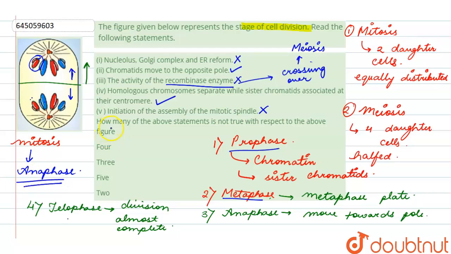Alright. So now what we have to do is how many of the above statement is not true with respect to the above figure. So we have seen that three statements are not true for this anaphase stage given here. So our correct answer will be option 2, that is 3.